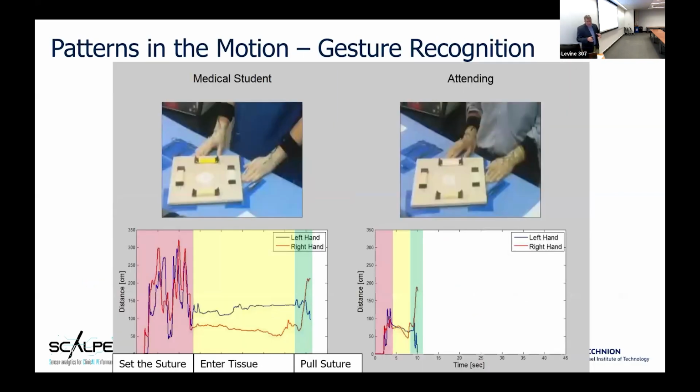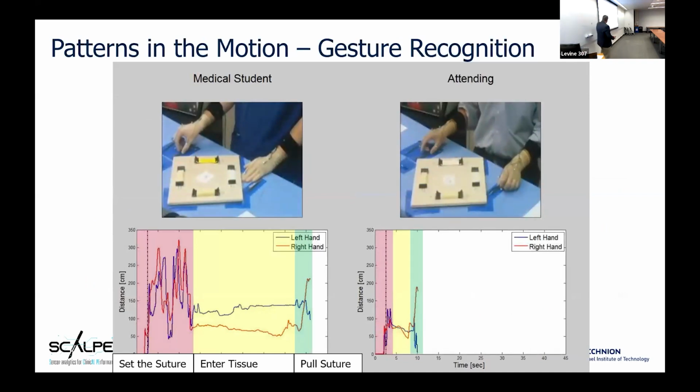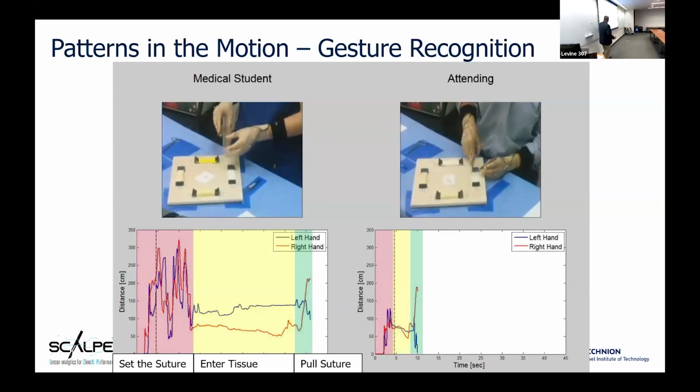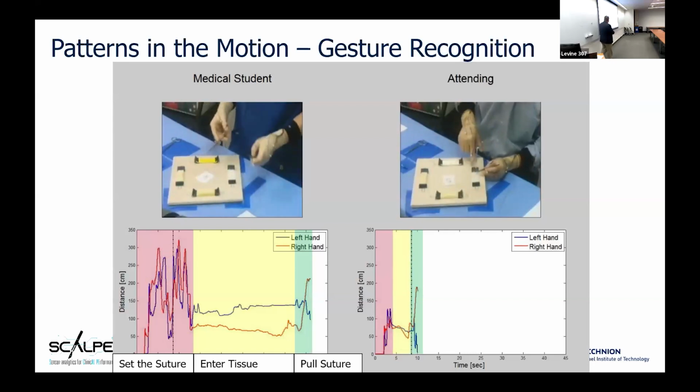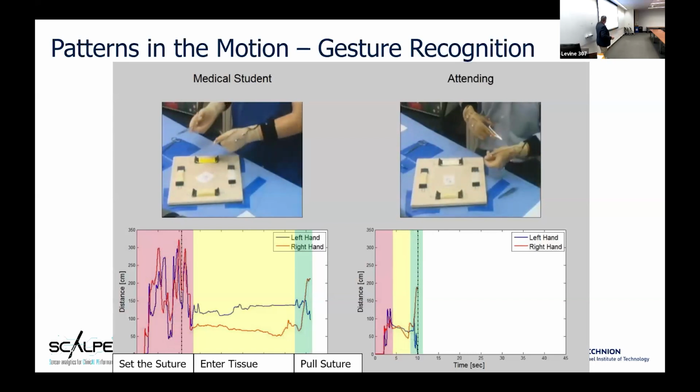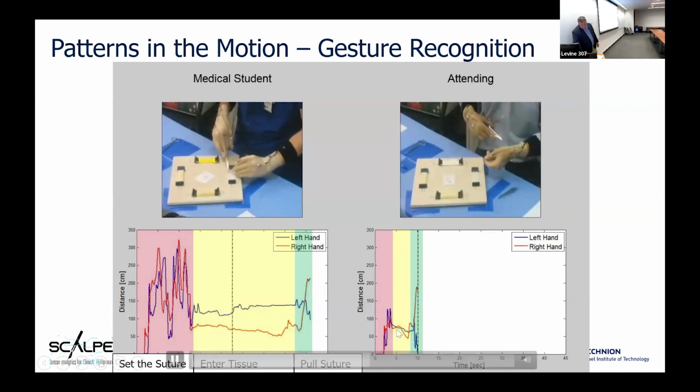If you drill down into this procedure, you can actually see that it's combined of distinct patterns. So here they're setting the suture. For some reason, the attending's suture is automatically straight. The student is struggling. Here they're entering the tissue. Again, the attending is very confident. This tissue paper is very fragile, but the attending was very confident and entered it in one shot, while the student is very hesitant. And here they're pulling the suture out.